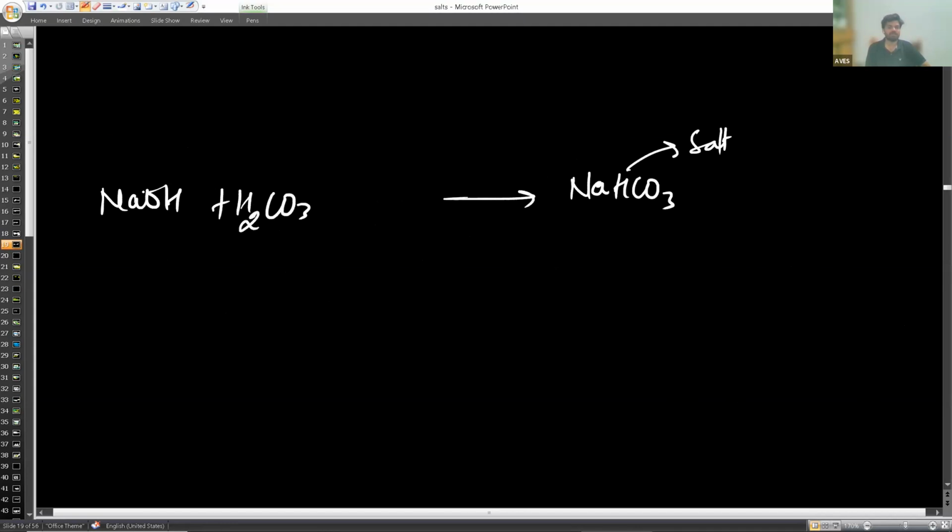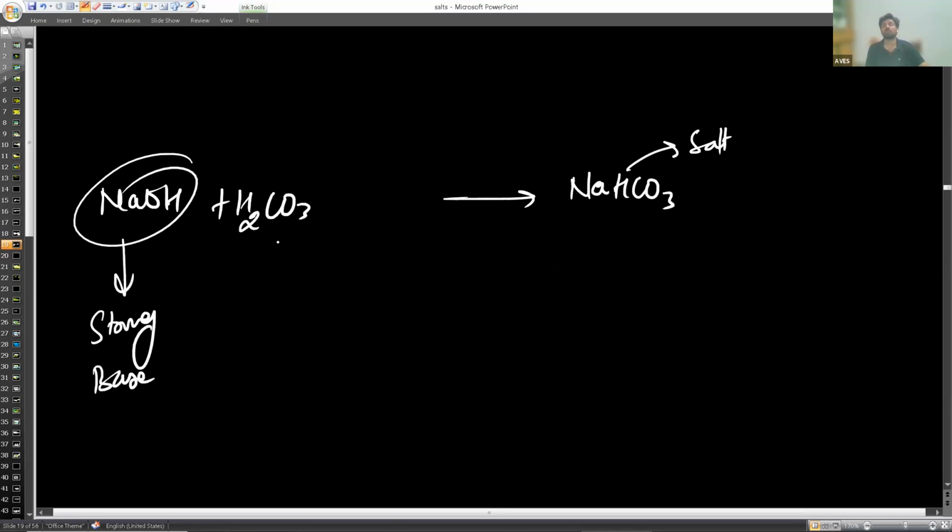If you check the property of this baking soda, it is a salt, and every salt has parents, an acid and a base. If I write down the parent acid and parent base of this salt, this is sodium hydroxide, which is a strong base, and this is H2CO3, carbonic acid, found in cold drinks. This is a weak acid.